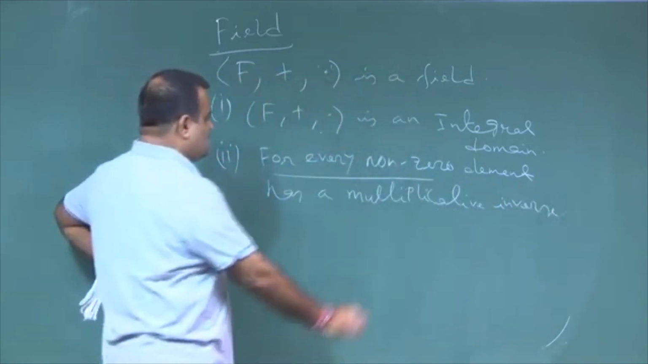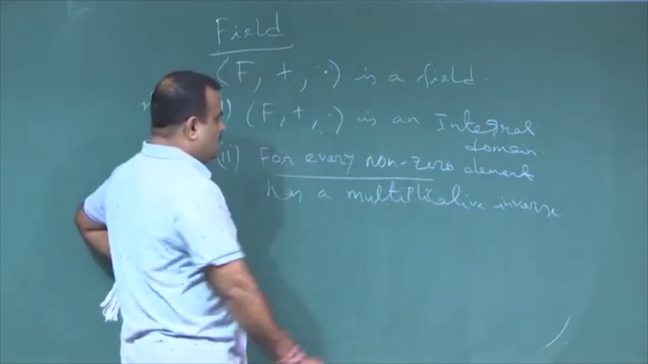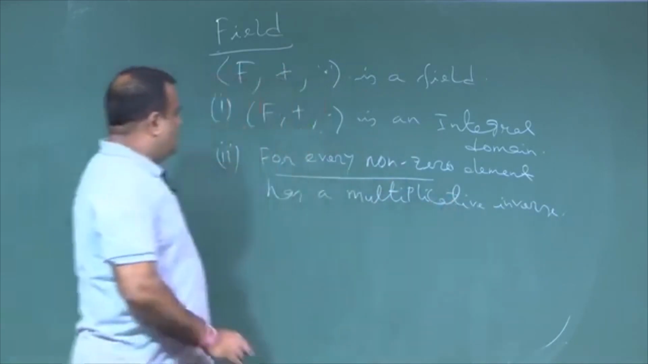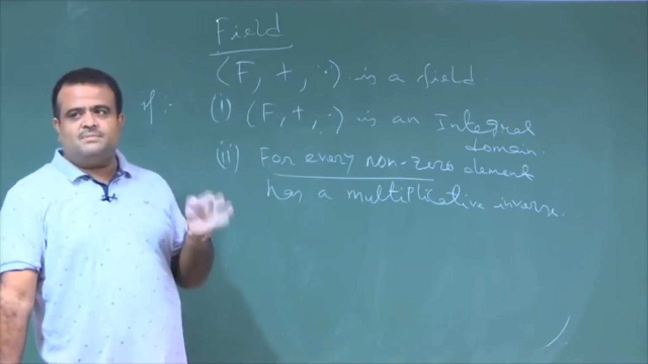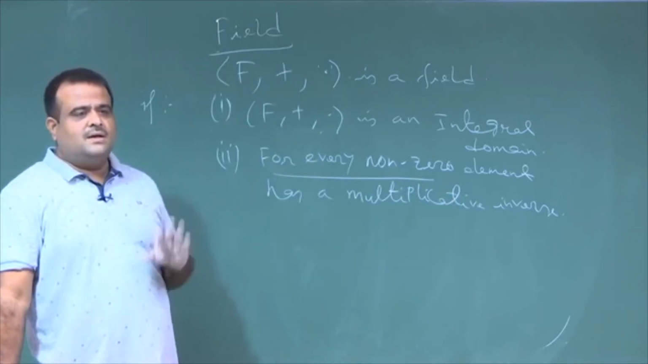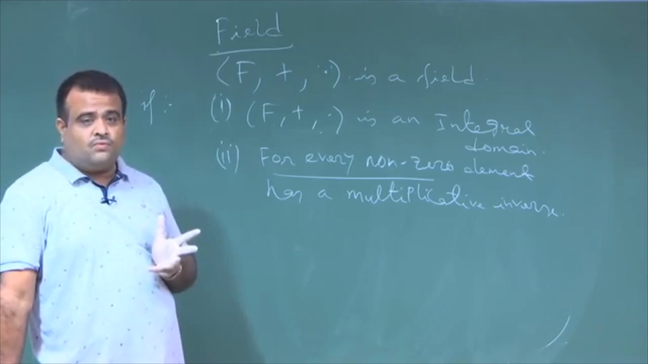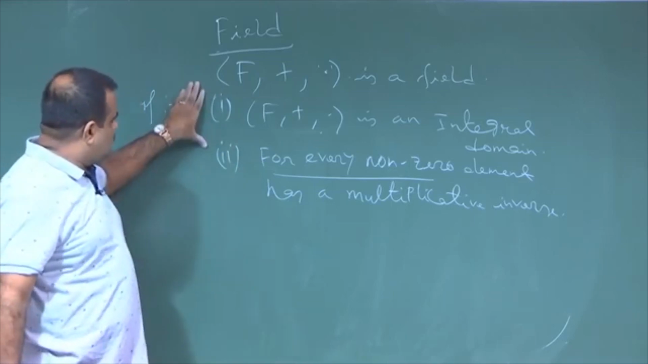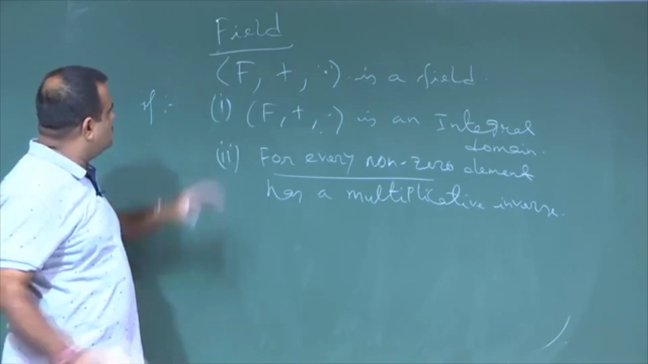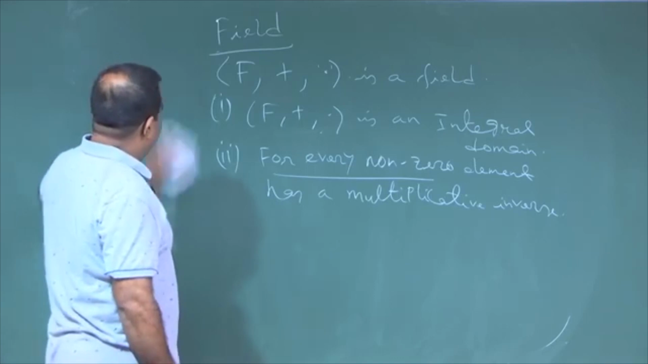Then it is called a field. So, every non-zero element has a multiplicative inverse. So, if it is having multiplicative inverse, then it is basically a group. Okay. So, now we will formally jot down all the properties of this to be a field.